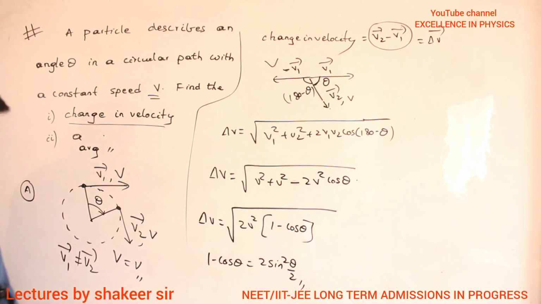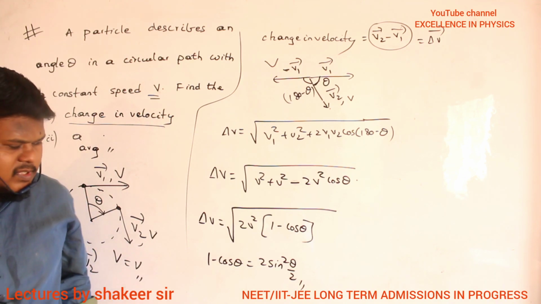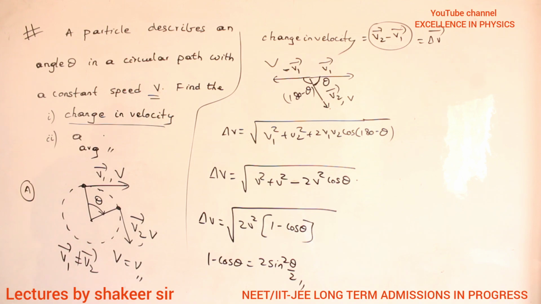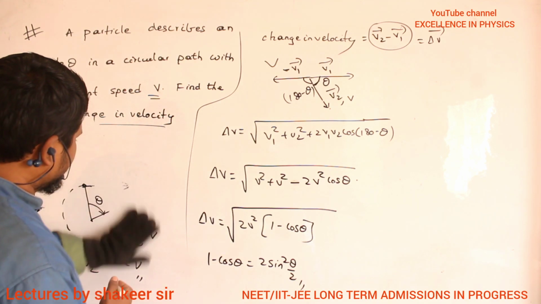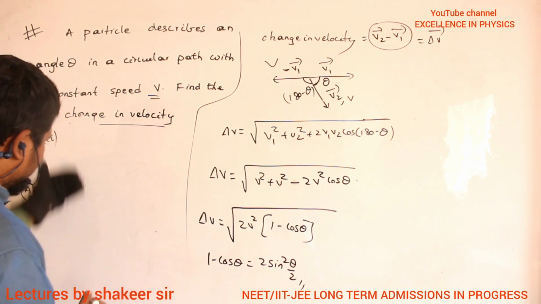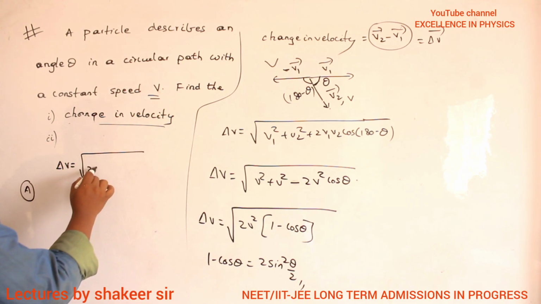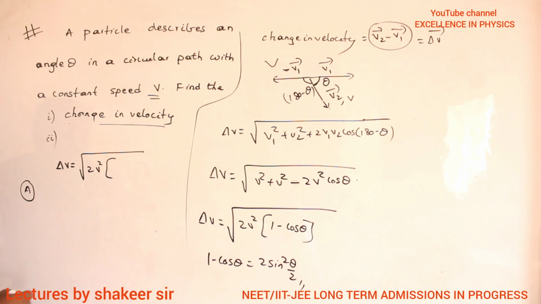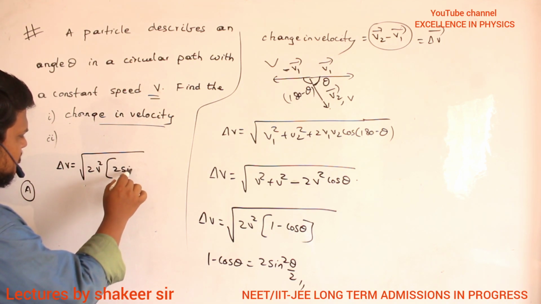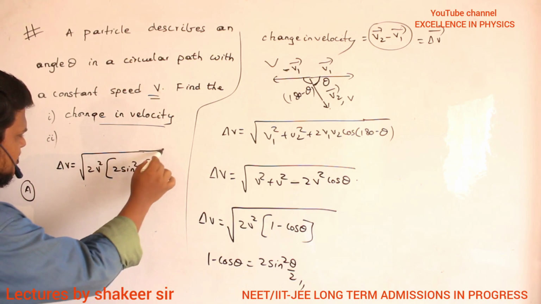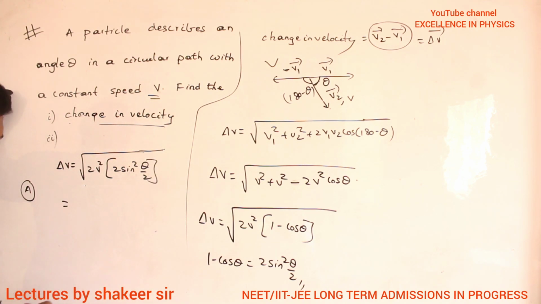Are you able to understand? So 1 minus cos theta is how much? It is 2 sin square theta divided by 2. Now take this value, substitute here, then you see what answer you will get. So change in velocity is equal to the square root of 2v square multiplied by, instead of 1 minus cos theta, I will write 2 sin square theta divided by 2. So this is the equation which I will write.